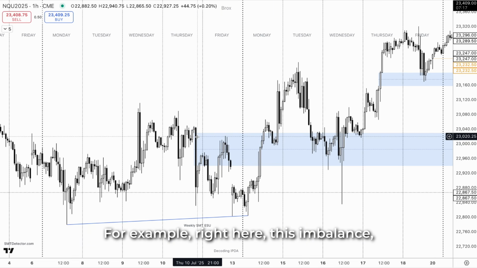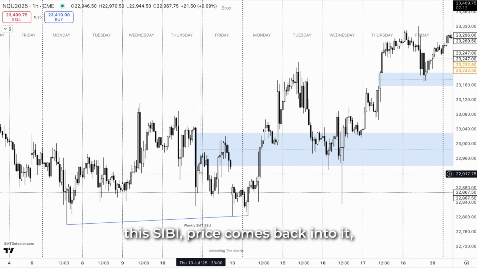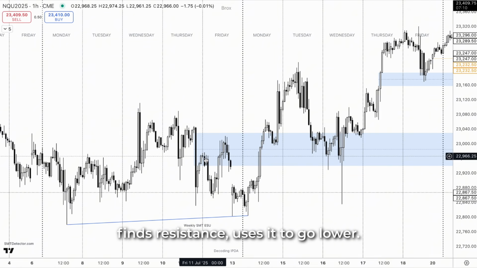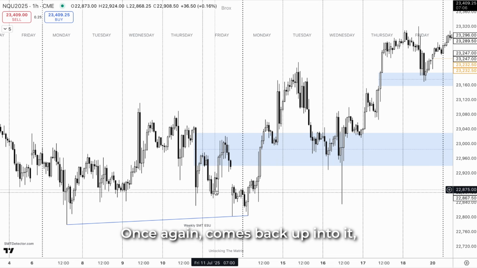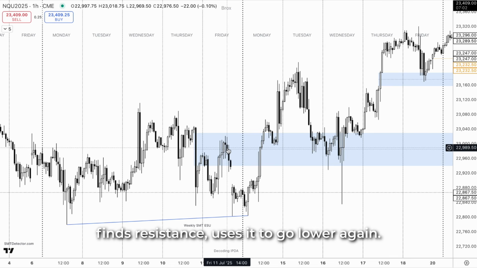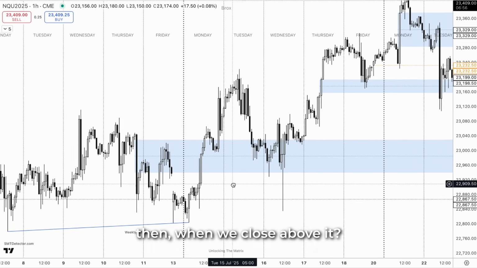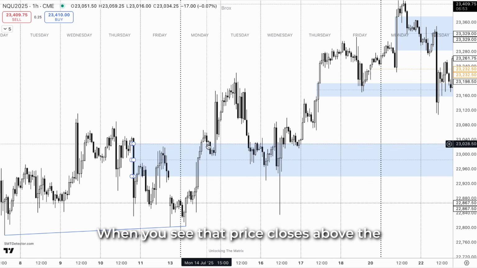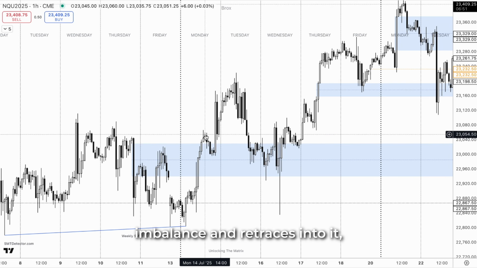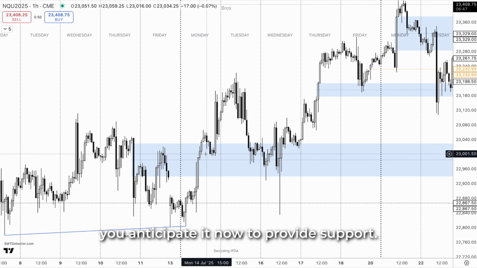These are important to monitor, and especially when you reference them at a later point in time. For example, right here, this imbalance, this SIBI, price comes back into it, finds resistance, uses it to go lower. Once again, comes back up into it, finds resistance, uses it to go lower again. And what do you expect then when we close above it? When you see that price closes above the imbalance and retraces into it, you anticipate it now to provide support.